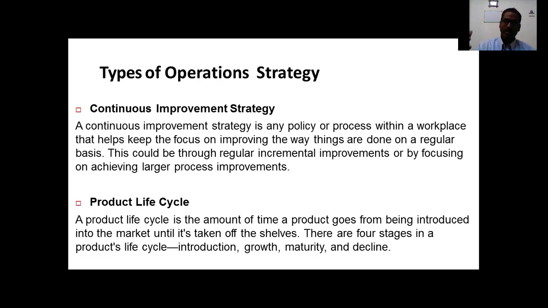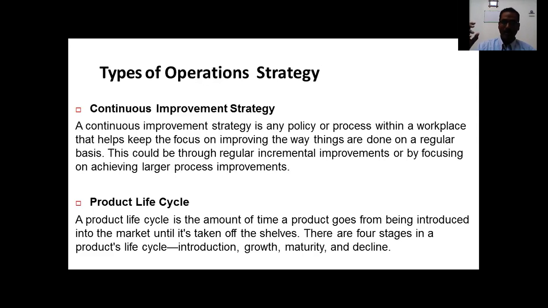So the next one is the product life cycle. Like how a human goes through a life cycle, birth, then we grow, then we mature, then we die. In the same way, a product also goes through a life cycle. But when we die, we literally die as a human being, but a product doesn't really die. It may undergo some changes in the future, or changes in the packaging or other areas, and then it will be reintroduced. Then again it will go through the introduction and growth stages. So that is called a product life cycle.